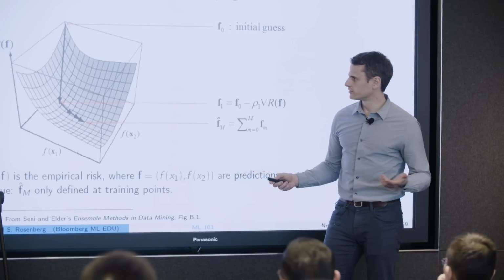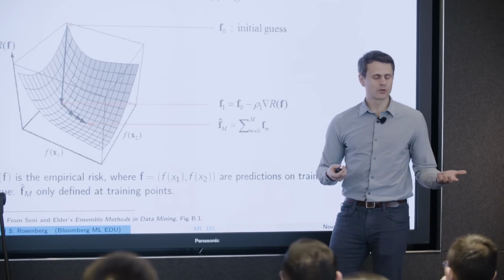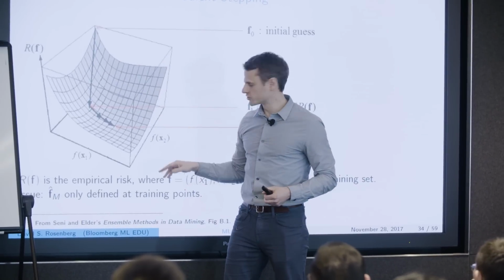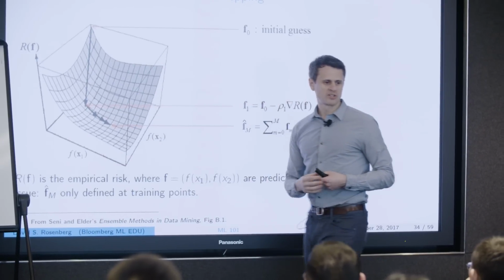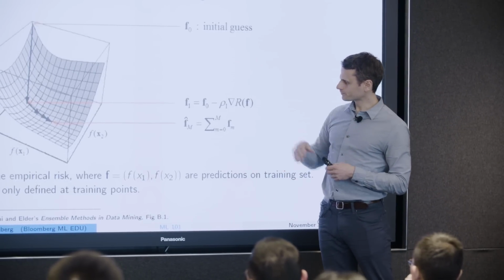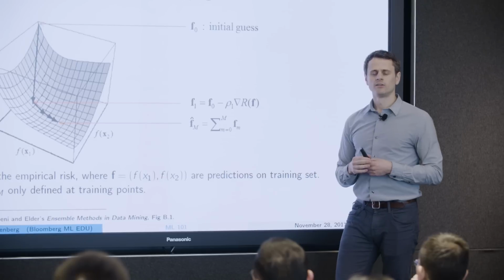Our objective function, our performance on these two training points, is going to be a value above that plane. So as a function of the predictions we're making at those two points, we're going to have the objective function. All right. Now, yeah?